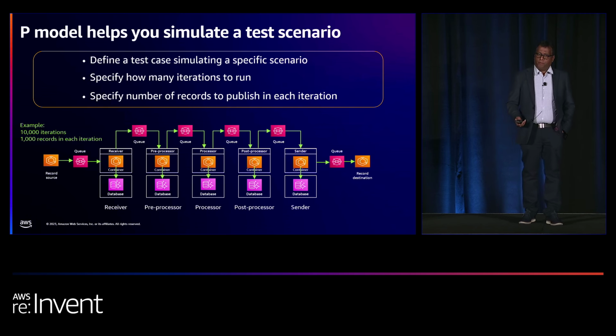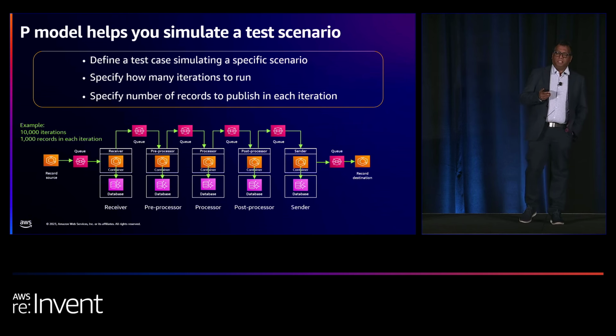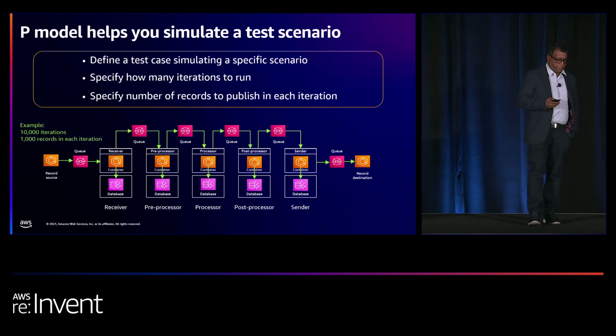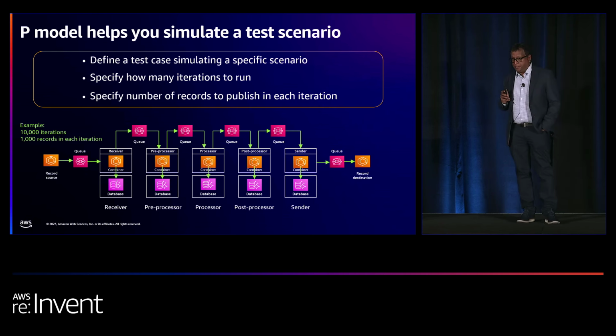Once you create a P model for your transaction processing system, you can create test cases using P to simulate various test scenarios and validate the behavior of the system during those test scenarios. P allows you to specify how many iterations you want to run and how many records to publish in each iteration. You may choose to run 10,000 iterations with 1,000 records in each iteration. With such a large number of records being processed by these asynchronous state machines running in parallel at different speeds, you're likely to find bugs that you won't find otherwise.